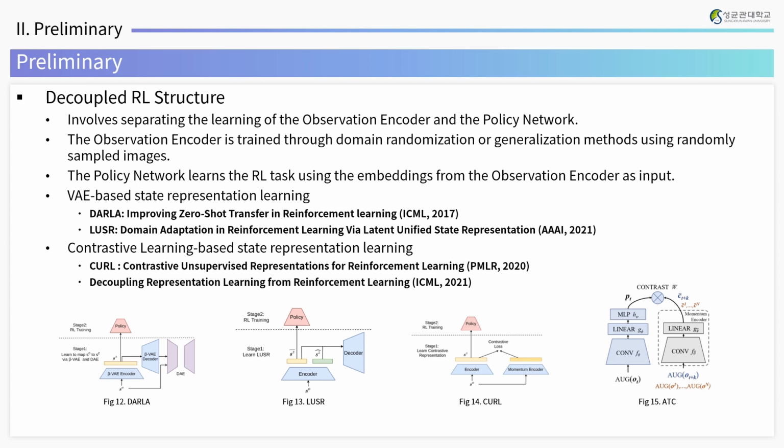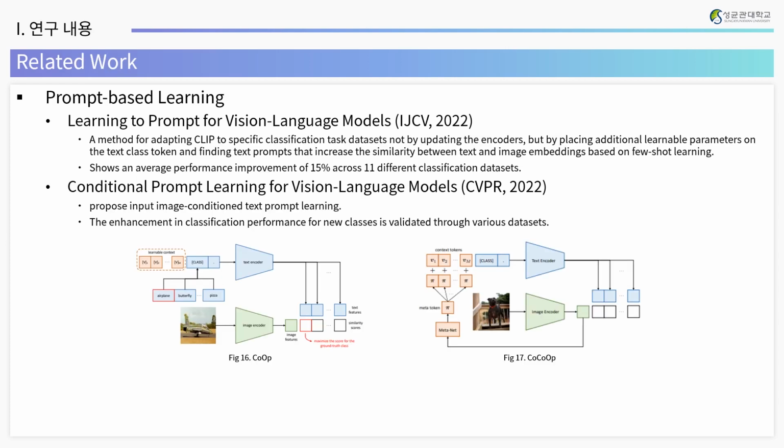And there are several papers related to representation learning. First, VAE-based state representation learning, and second is contrastive learning-based state representation learning. The following 2 pages are related to prompt learning and pertain to the methodology that will be introduced in the upcoming research content.